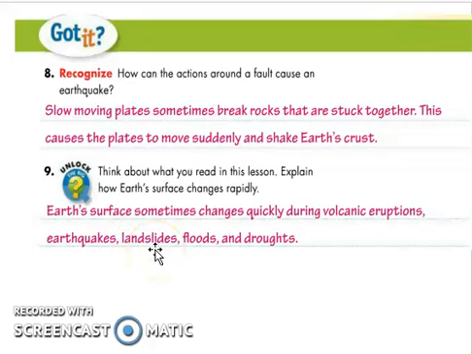Landslide. It could also move the soil and the rocks downhill, and that happens very quickly. Floods could go to our houses when there's a heavy rain, and that could also change the landforms of our places. The drought, when the soil is so dry, it could break the rock, it could break the places. Okay, so volcanic eruption, earthquake, landslide, floods, and drought could change the Earth's surface rapidly or quickly.